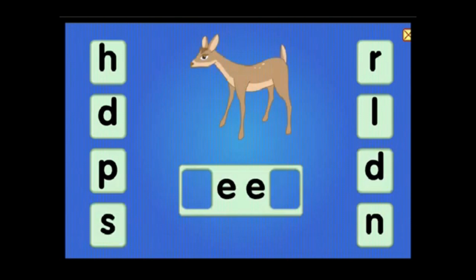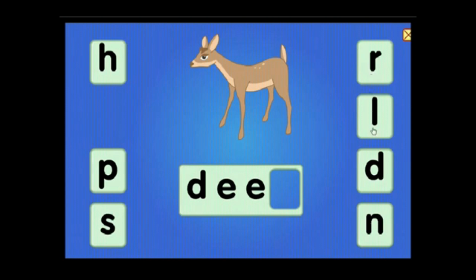Deer. Which letter comes at the beginning of the word deer? The letter H, D, P, or S? You decide. Which letter comes at the end of the word deer? The letter R, L, D, or N? You decide.